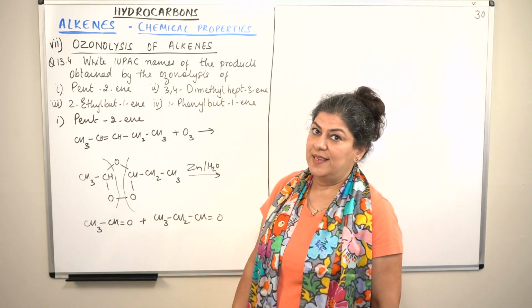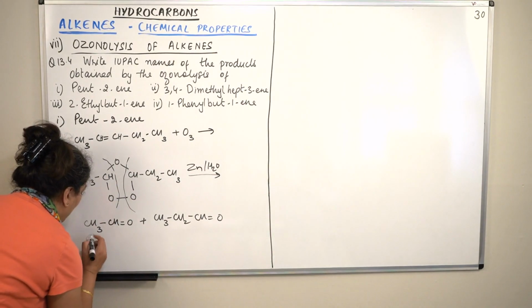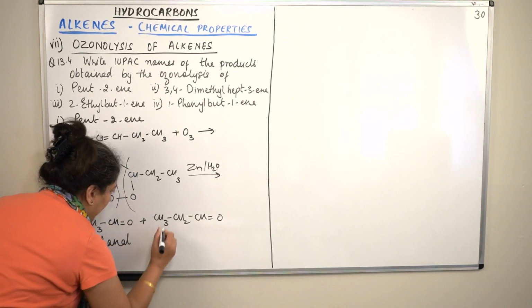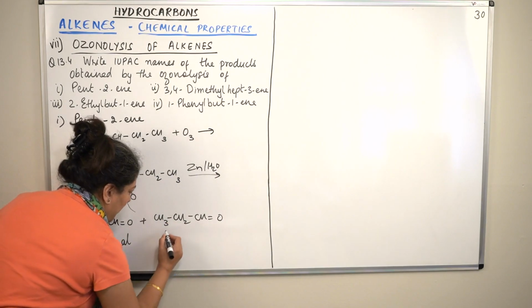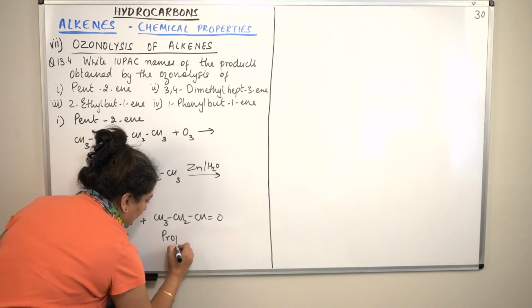So which aldehyde is this? It is ethanol. So you write the name, the IUPAC name of this compound is ethanol. And this, 1, 2, 3, it has 3 carbons and it is also an aldehyde. So this is propanol.